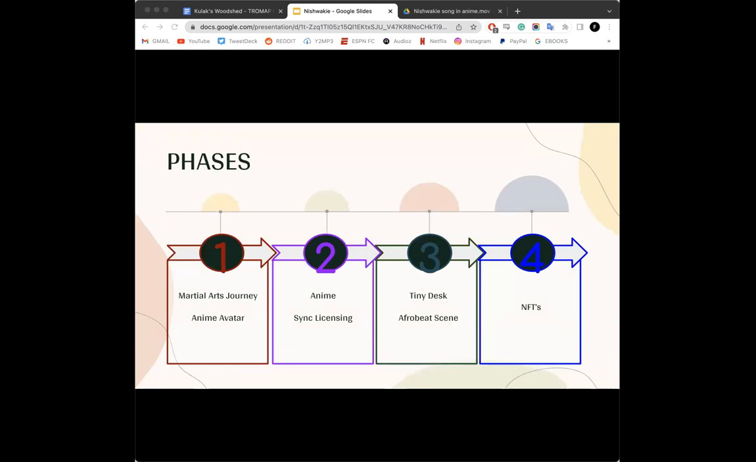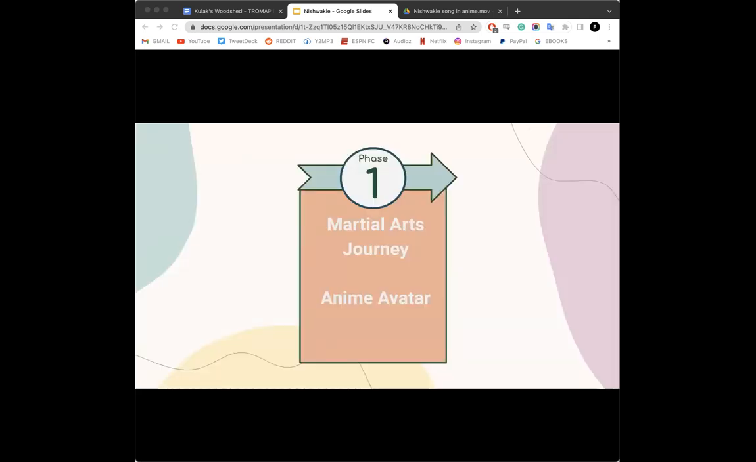We see your opportunities translating into 4 different phases, spreading out into a time period of 4 years. For the first phase, we will dive into your martial arts journey and go over our plan for the anime avatar. We will then delve deeper into anime for phase 2, as well as talk about some sync licensing ideas for execution. Moving into phase 3, we will discuss Tiny Desk and how that can act as a beneficial tool for you, and talk about how you can use the Afrobeat scene to your advantage. Lastly, for phase 4, we will cover NFTs and how we can see you benefiting from them. I will now pass it on to Veronica, who will take you through phase 1 in some more detail.